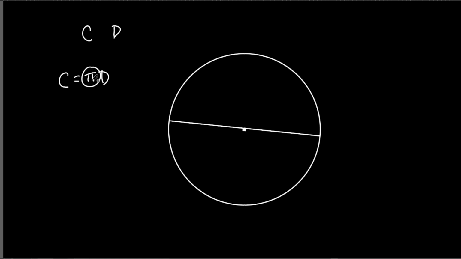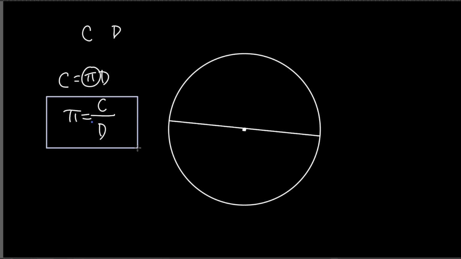And then if I wanted to get pi by itself, do you remember from algebra, how do I get that d over to the other side? No, it's not being added. How do I get rid of something if it's being multiplied? I divide it. So I divide both sides by d. So what is pi actually equal to? It's actually equal to the circumference divided by the diameter. Do you see that? So that's what pi is.